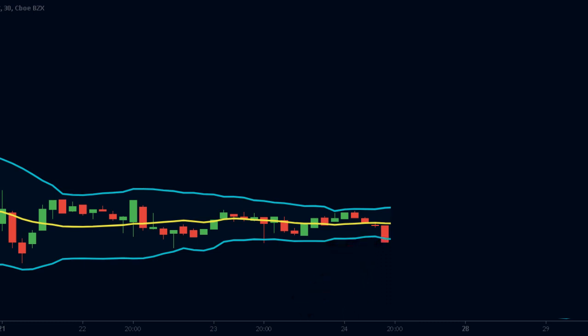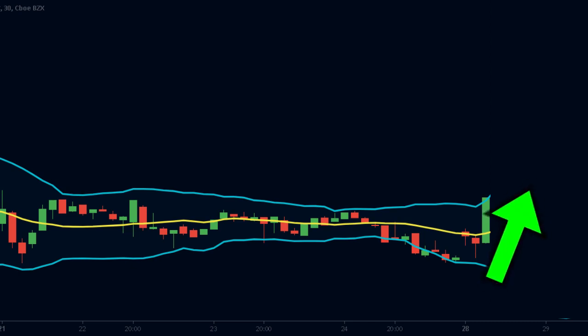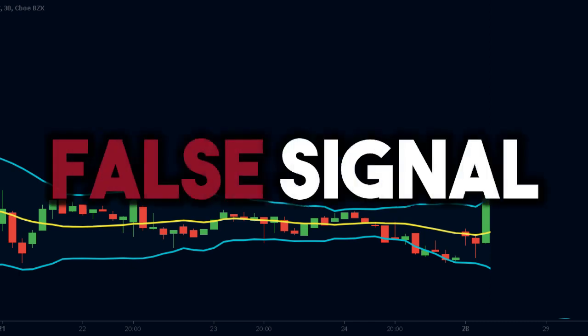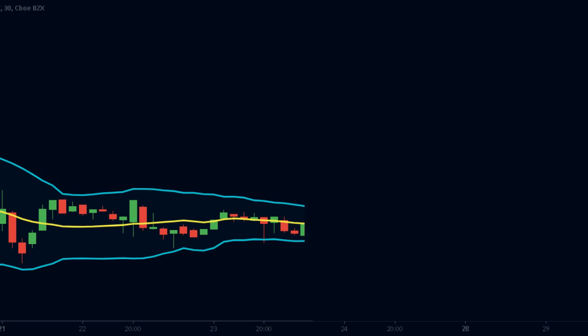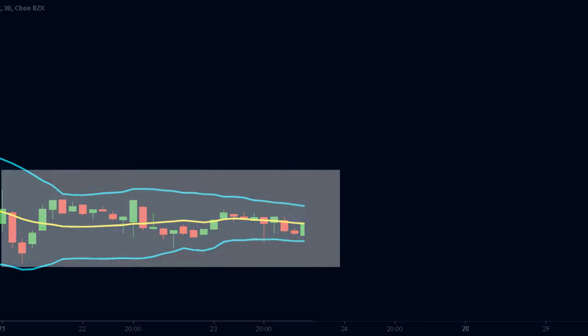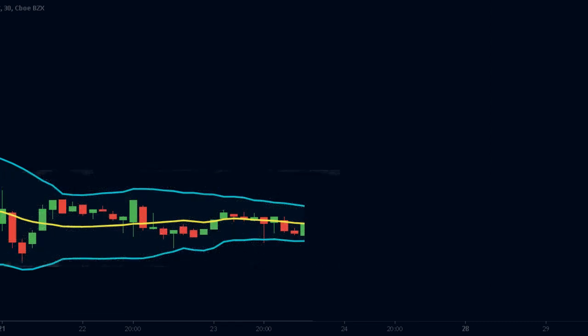But look at what happened next. The price reversed and made a move on the upside. Hence, this was a false signal. How do we avoid these losses? In the early years of my trading, I tested this strategy several times, and I actually found a way of avoiding these false signals. Let us go back to step 1. Here we have identified the low volatility period.